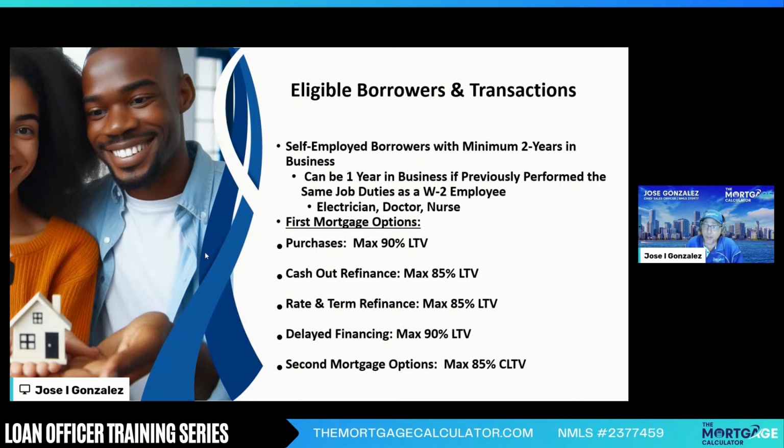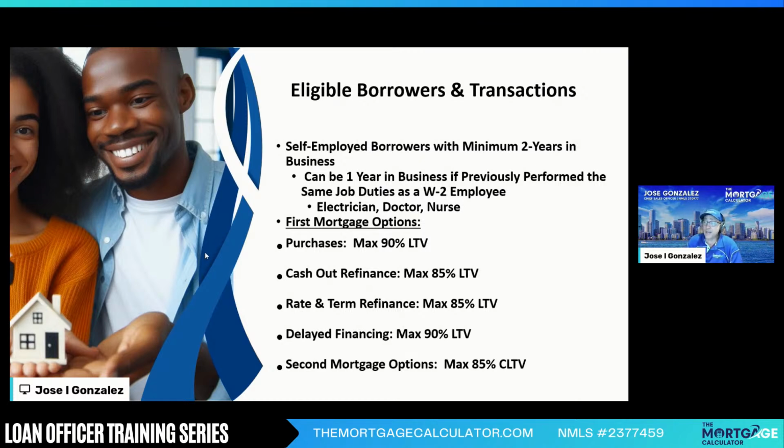Now we have first mortgage options and second mortgage options. First mortgage options, max for a purchase 90% LTV, cash out refi 85%, rate and term 85. Delayed financing 90%. Delayed financing, that's where you bought a property cash and you're going to refinance it within 6 months after the initial purchase. That's called the delayed financing, and usually the borrower qualifies for that under the purchase matrix, right? So that's why it's max 90% LTV, because that's the same max LTV for a purchase.